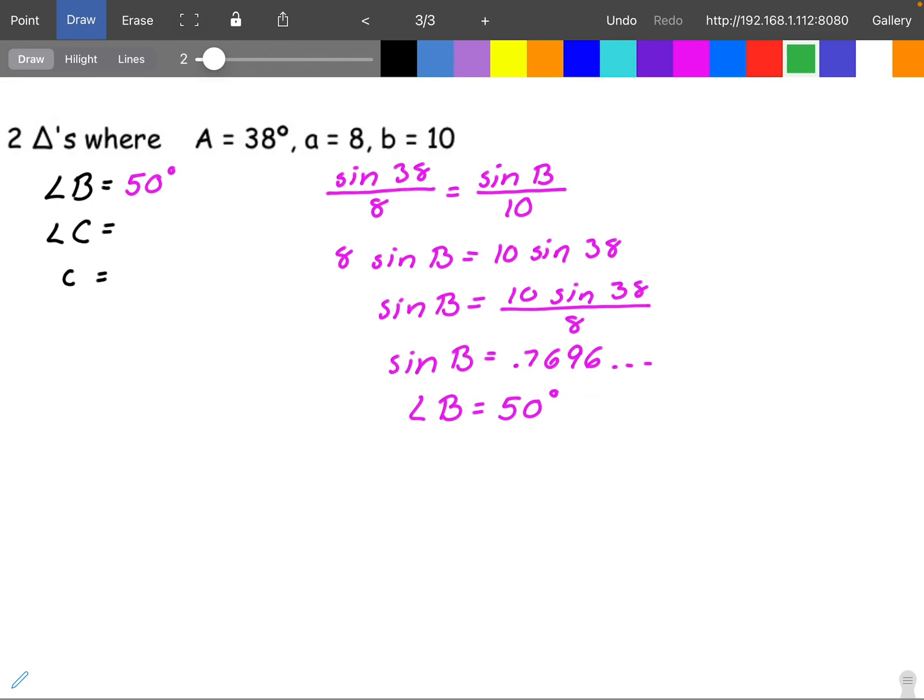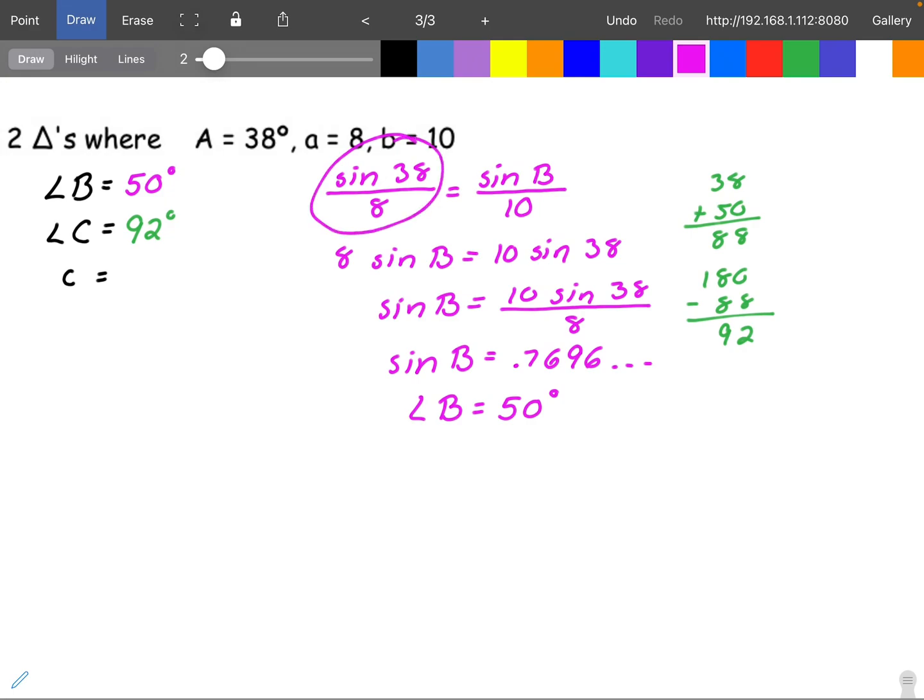So if I take those, and I'm going to do 38 plus 50, that gives me 88. Then I'm going to take 180. I'm going to subtract my 88. And then that's going to give me 92. So I've got that angle C is 92 degrees. Great. The only thing I have left to find is little c.